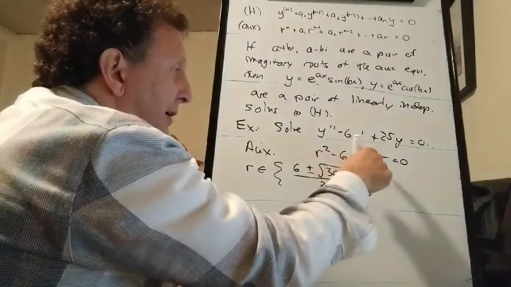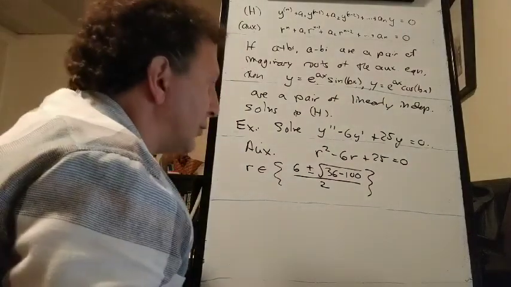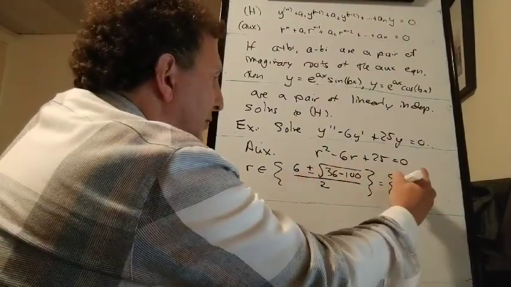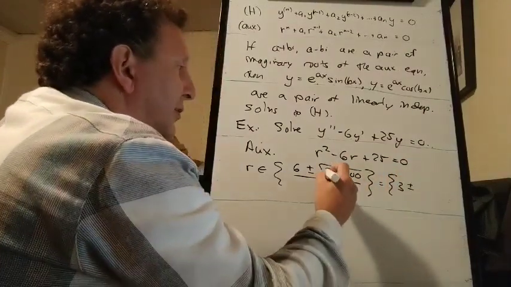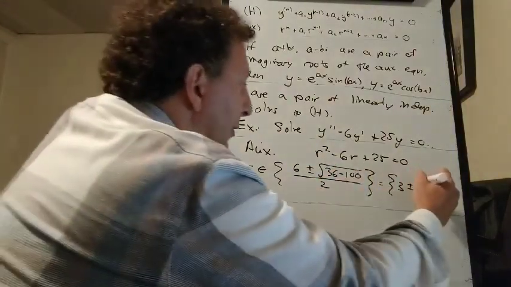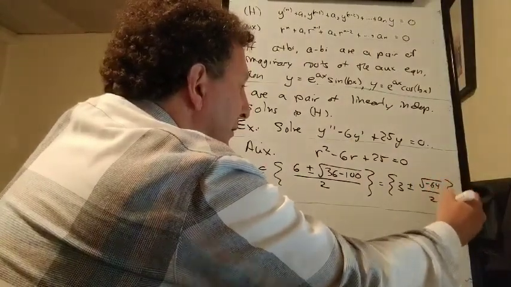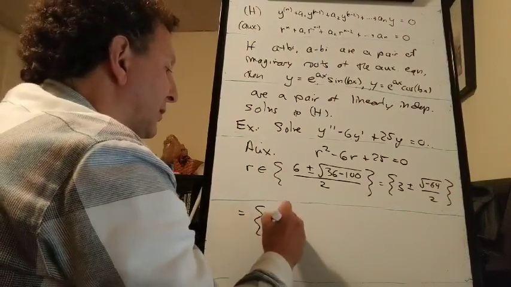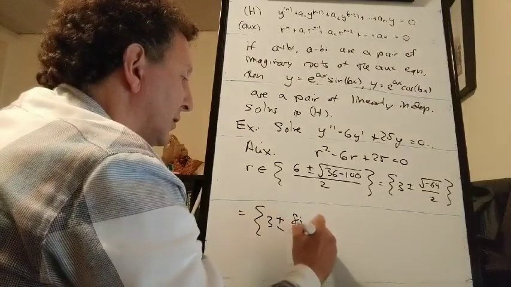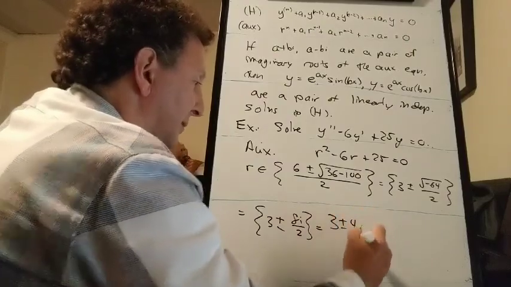Now b squared minus 4ac is negative. We're going to get imaginary roots to the equation. So that's 6 over 2 is 3, plus or minus the square root of 36 minus 100, which is negative 64, over 2, which is 3 plus or minus, 64 is 8 squared, so that's 8i over 2. Or in other words, 3 plus or minus 4i.